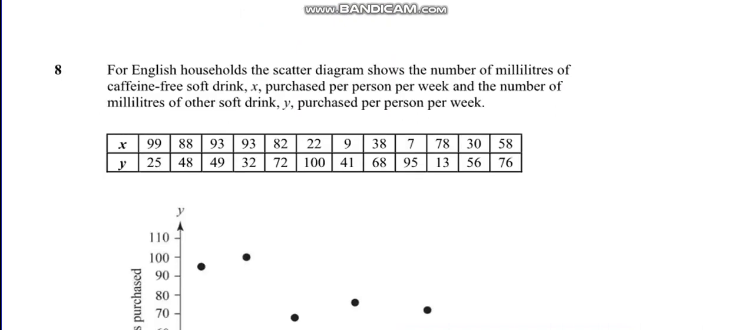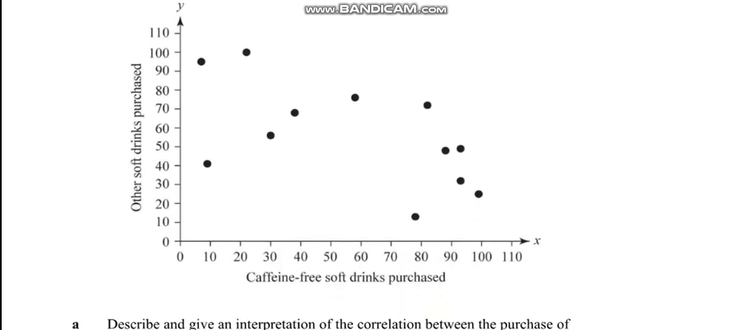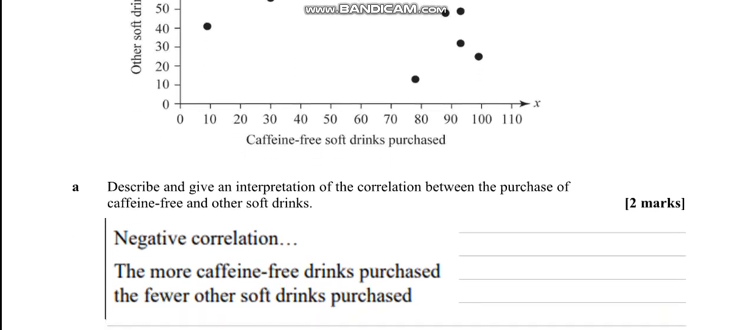Okay, question 8. So again, most people got the correct answer here. It's negative correlation in context. The more caffeine-free drinks purchased, the fewer other soft drinks are purchased. Or if you just said it's negative correlation between the number of caffeine-free drinks and the number of soft drinks purchased, then that was acceptable.